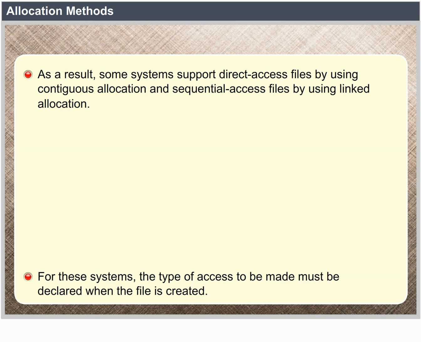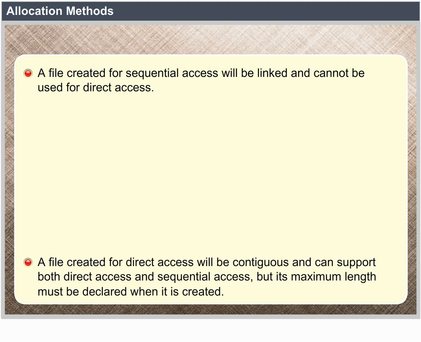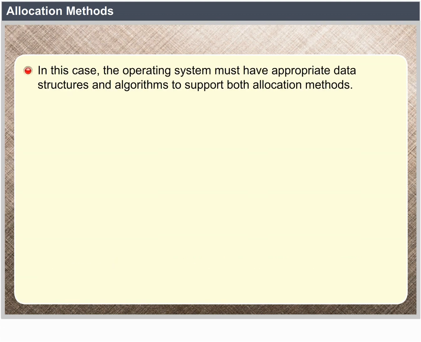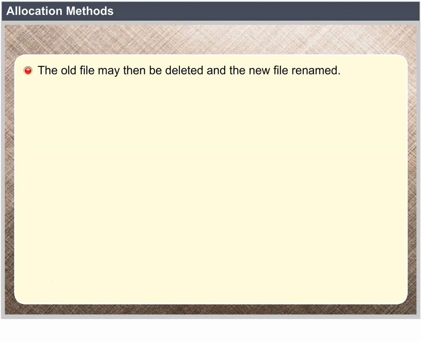A file created for sequential access will be linked and cannot be used for direct access. A file created for direct access will be contiguous and can support both direct access and sequential access, but its maximum length must be declared when it is created. In this case, the operating system must have appropriate data structures and algorithms to support both allocation methods. Files can be converted from one type to another by the creation of a new file of the desired type into which the contents of the old file are copied. The old file may then be deleted and the new file renamed.